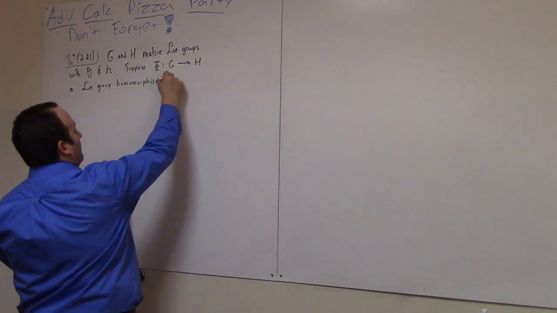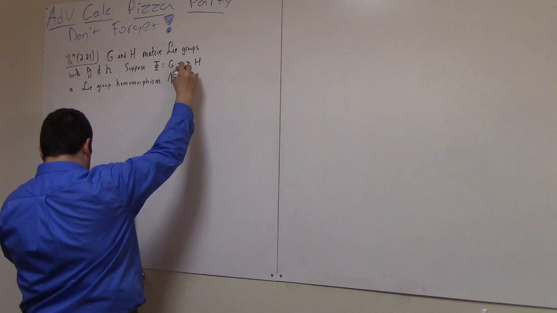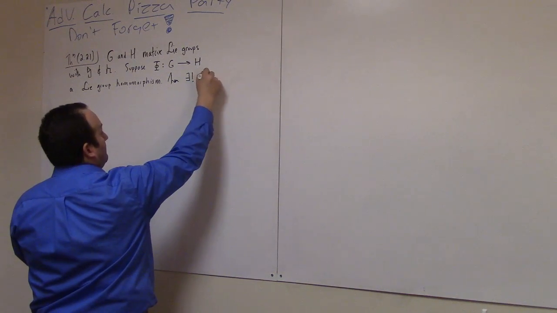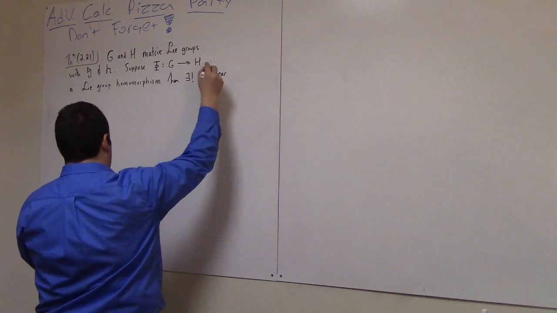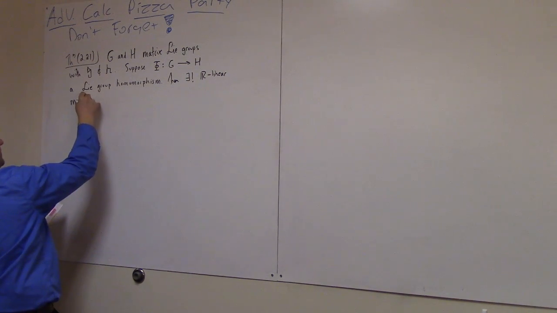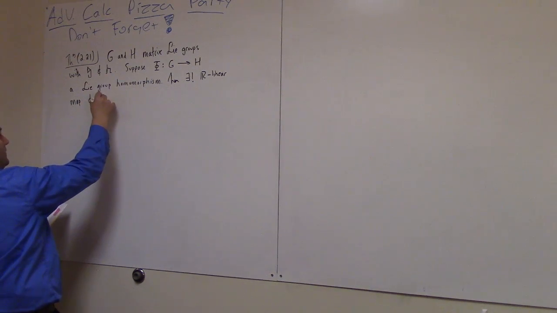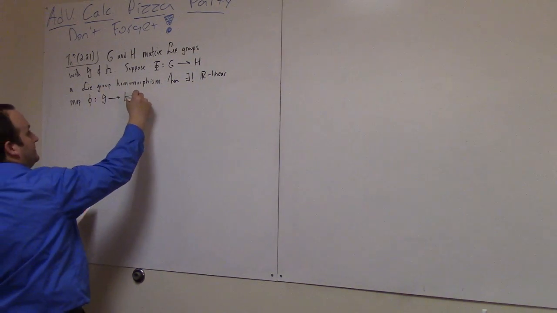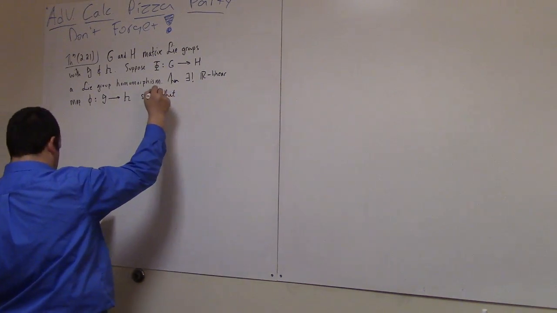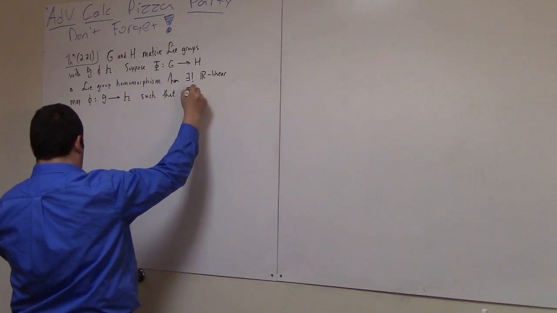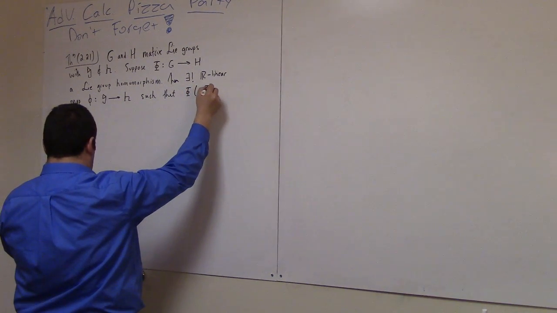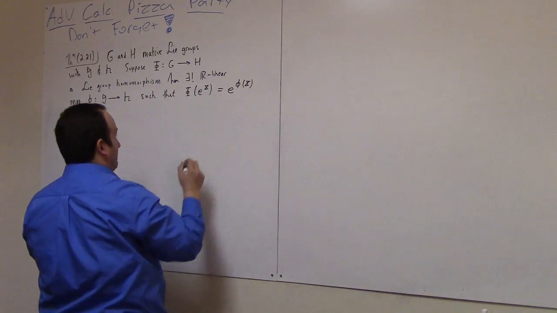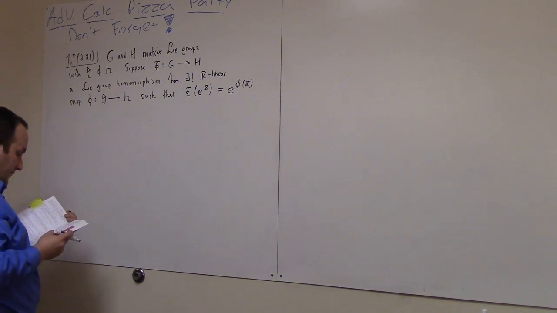then there exists a unique R-linear map little φ from 𝔤 to 𝔥 such that Φ of the exponential of x is equal to e to the φ of x, for all x in the Lie algebra 𝔤.